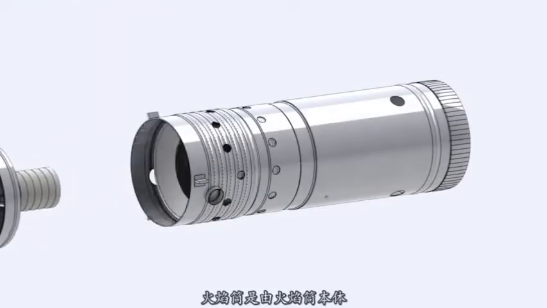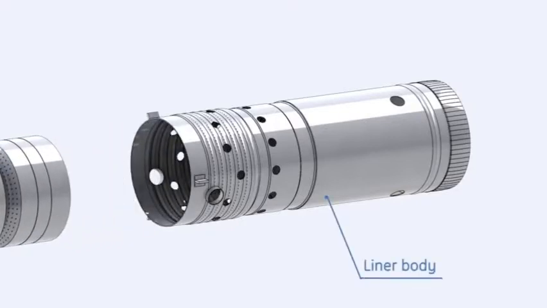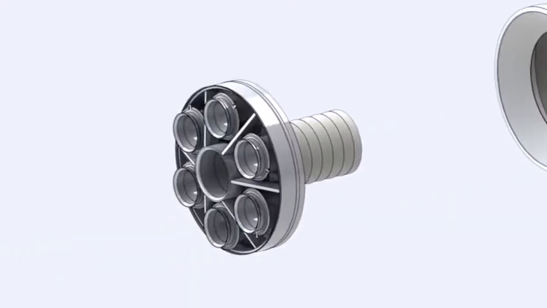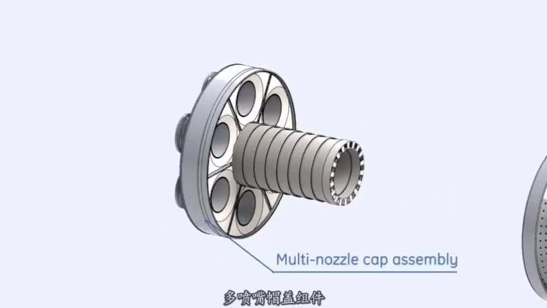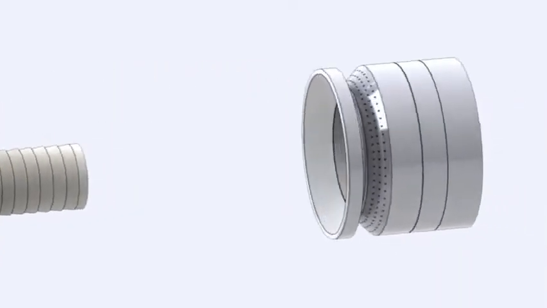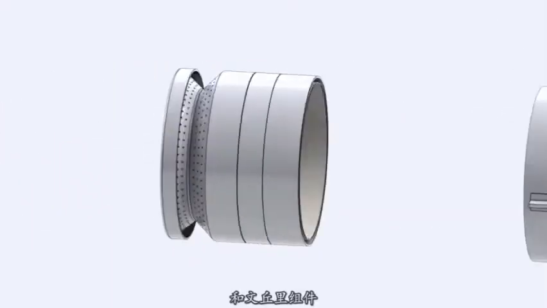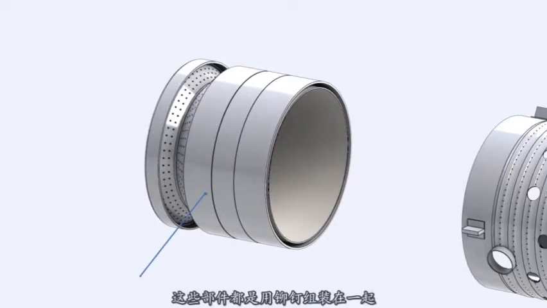The liner consists of the liner body, multi-nozzle cap assembly, and the venturi. These parts are assembled together by rivets.